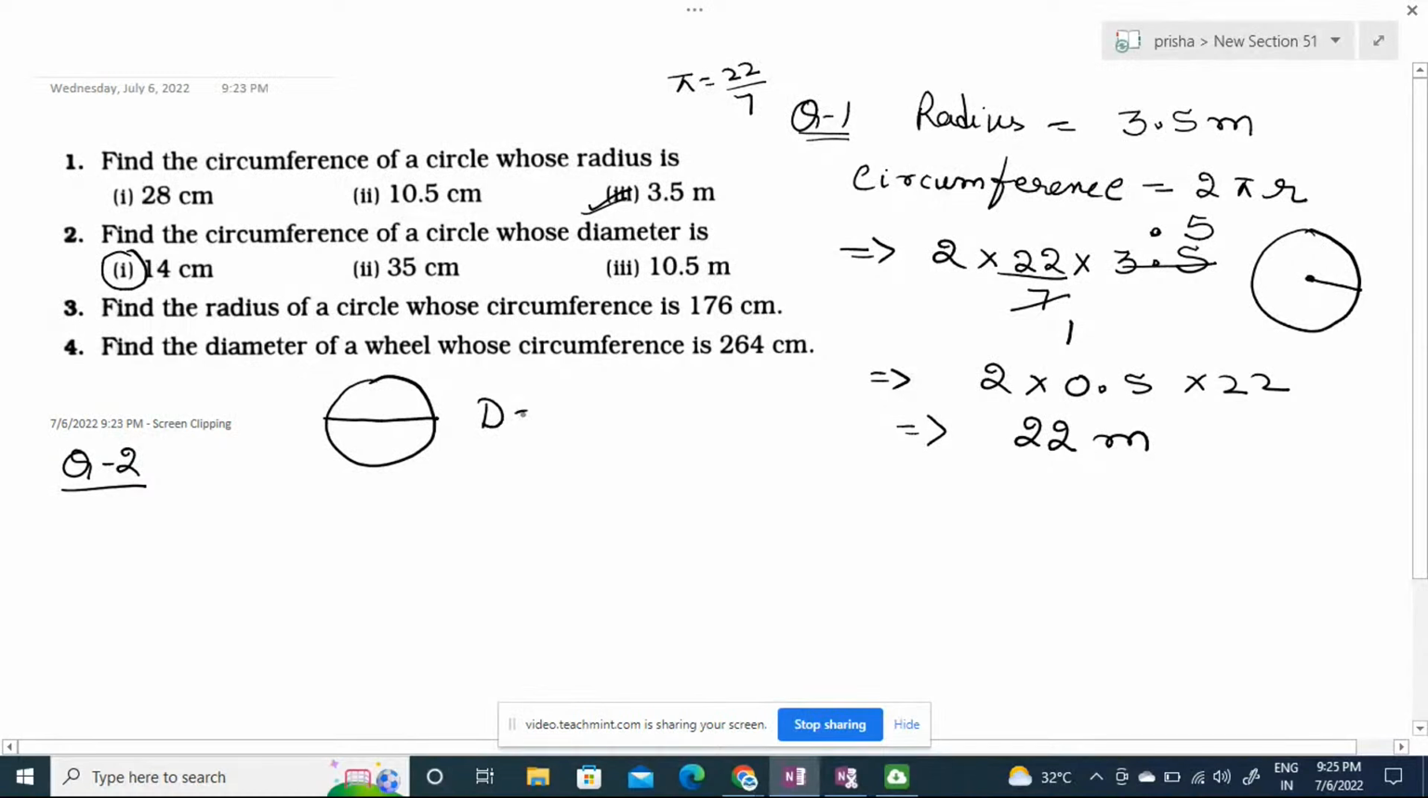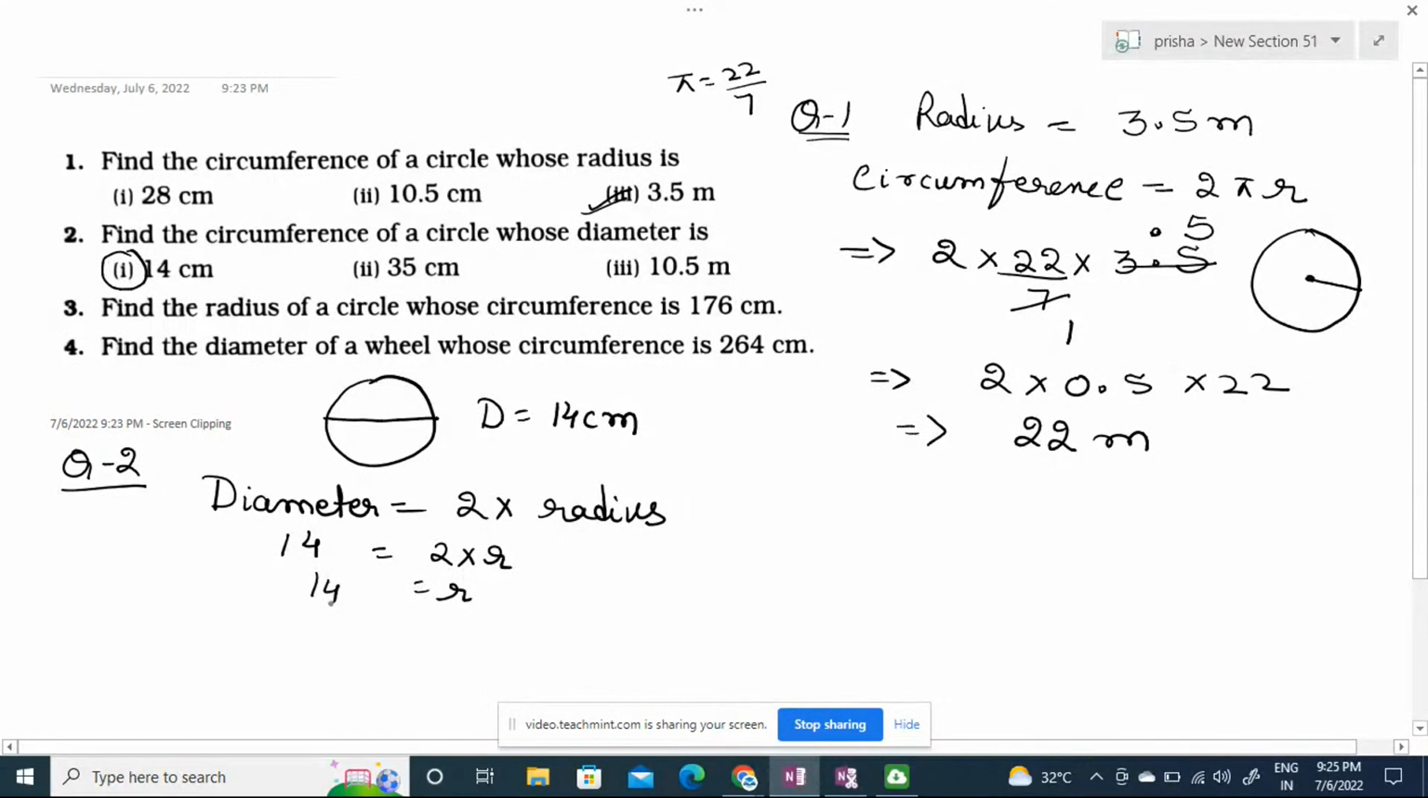So here the diameter is equal to 14 centimeter. Now, we know the relation between diameter and radius: diameter is 2 times the radius. The diameter is 14 centimeter, so 14 equals 2 into r. So the value of r becomes 14 by 2, which is 7.